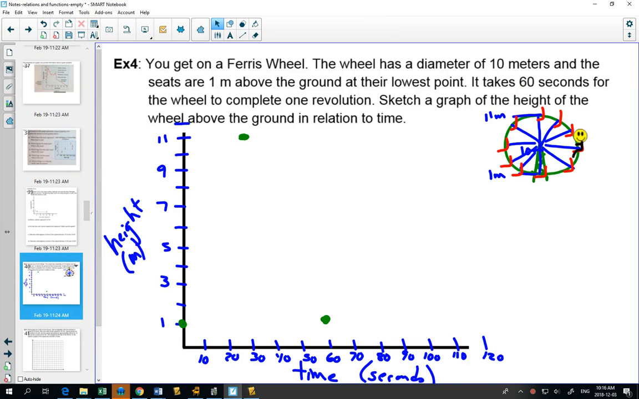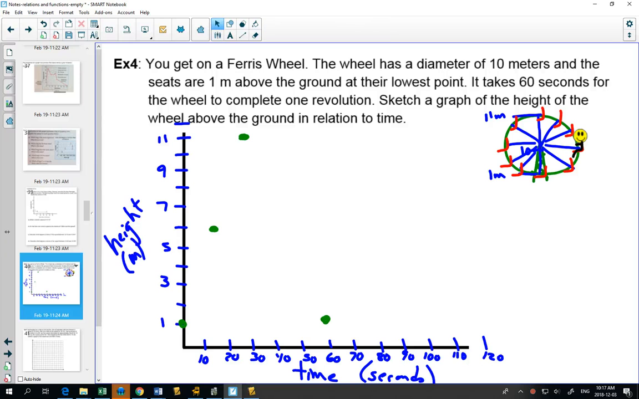How long would it take you to get to there? 15 seconds, half the way to 30. And how high would you be there at 15 seconds? So I'm at 15 seconds here. How high should I make that dot? 6. Because it's halfway to the top, so up 5 meters, but you started 1 meter above the ground.